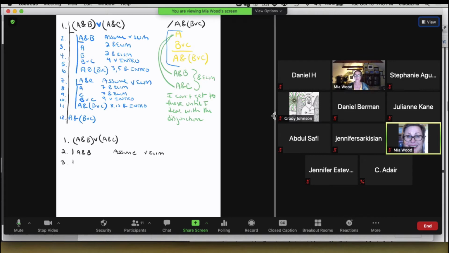Once we've derived that conclusion, we typically derive the conclusion we want in our structuring subproof. So now we get to exit and say, I've just proven that from line 1, lines 2 through 6, 7 through 11 by disjunction elimination, that whether I have A and B or I have A and C, it follows that I have A and B or C.